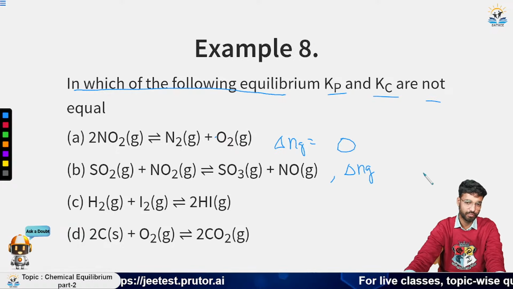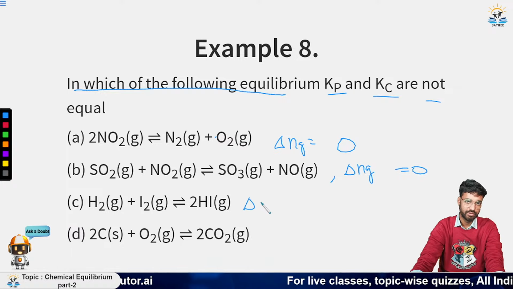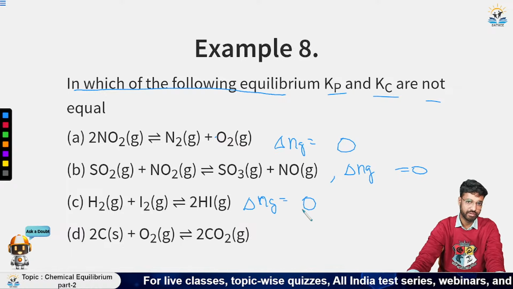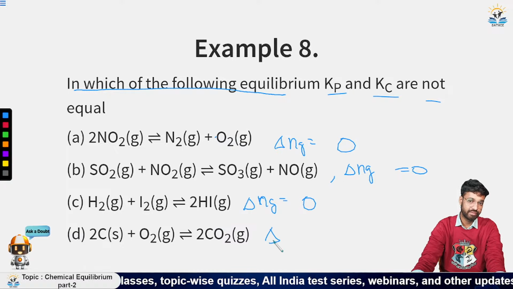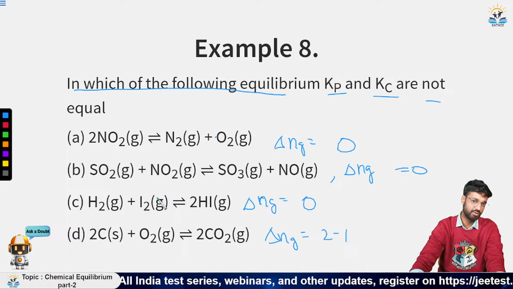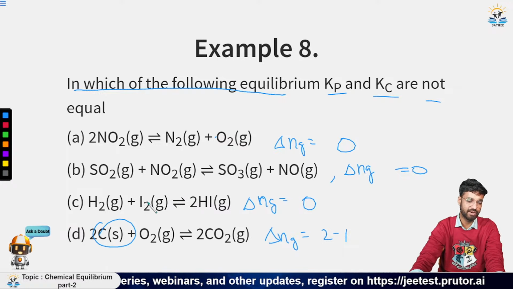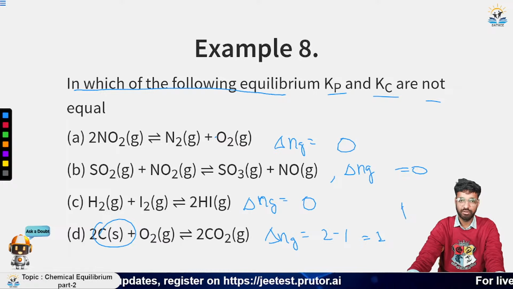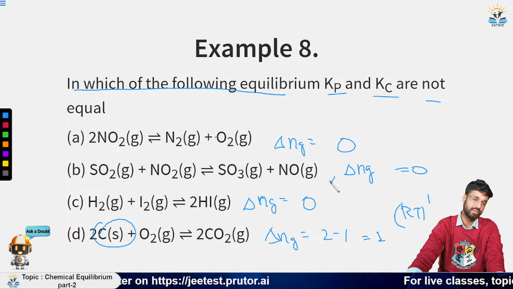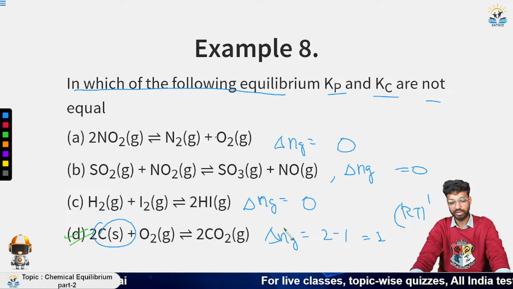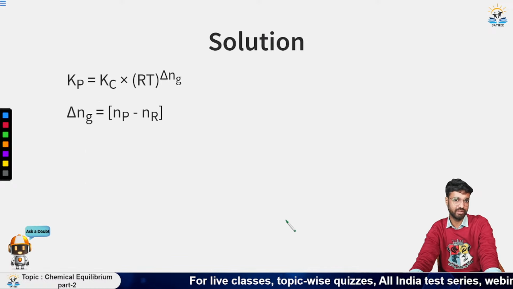2, 2 on both sides, it is again 0, for delta Ng for this. So 2 minus 1, that is 1, not 0, wait, this one we check. At last we have this, that is delta Ng is equal to 2 minus 1. Do not include this one, it is a solid, so it applies no pressure. So 2 minus 1, it will be 1. So we will get some value of RT to the power 1. Therefore, in this case, Kp is not equal to Kc. So the solution is given here.